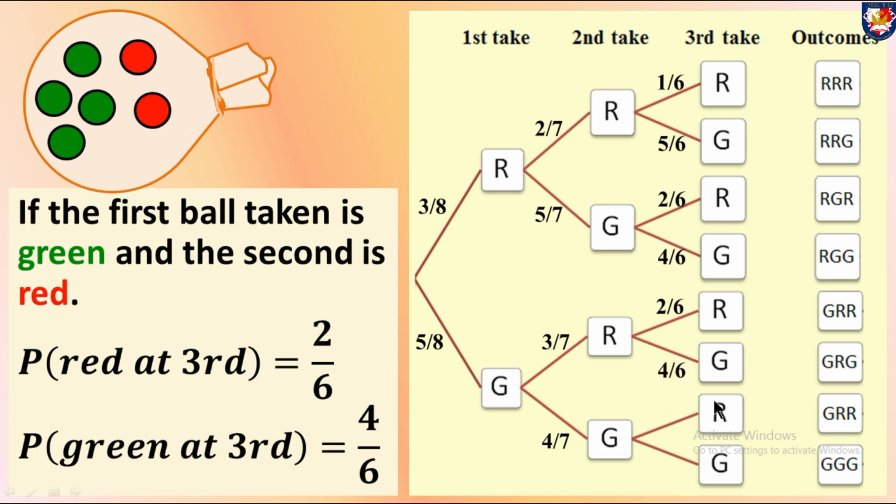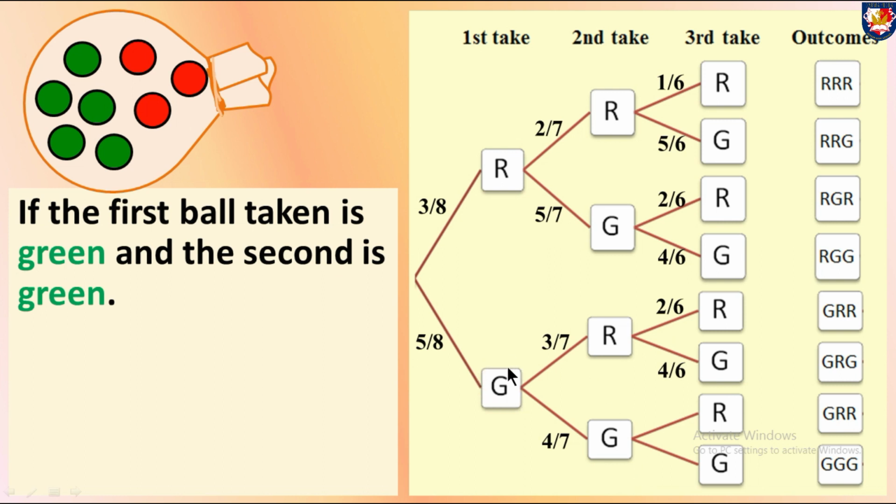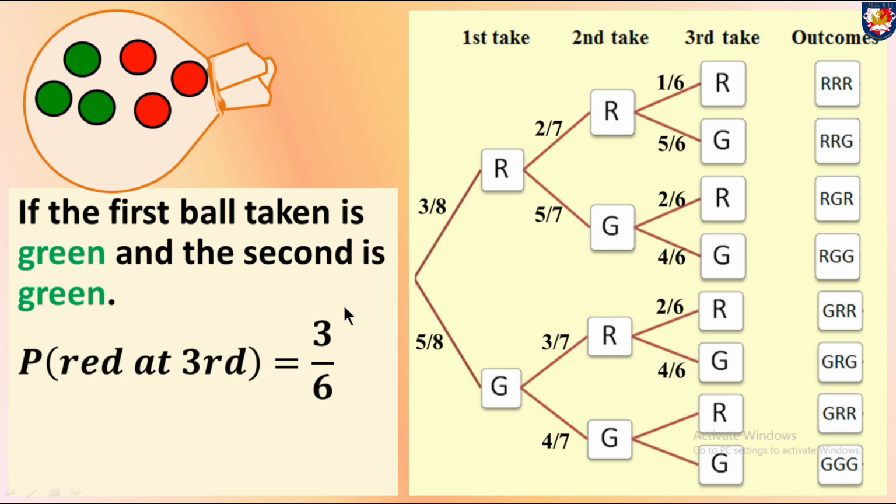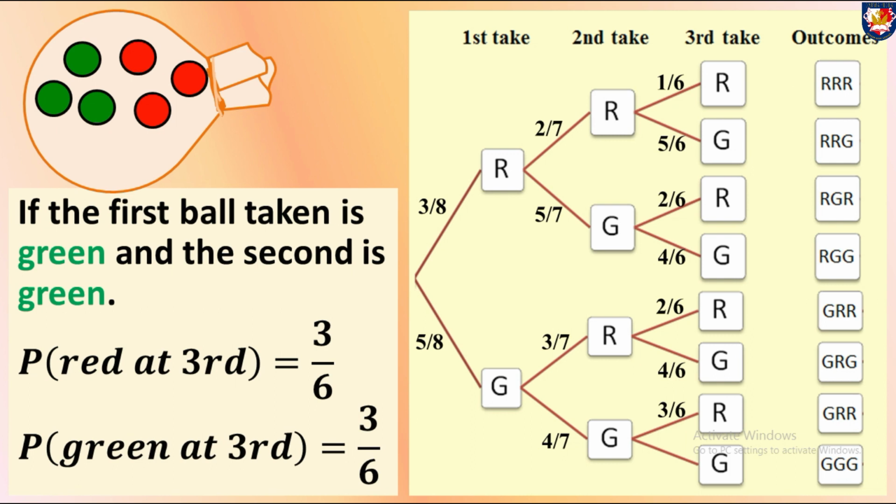And the probability here is the probability after getting green at the first and another green at the second. So take out one green ball and take out another green ball. The probability of getting red at the third is 3 per 6 because there are 3 red balls out of 6 balls here. So you write 3 per 6 here. And the probability of getting green at the third is 3 per 6 because there are 3 green balls also here out of 6. You write 3 per 6 here. So this is the tree diagram that represents the case, complete with all the possibilities.